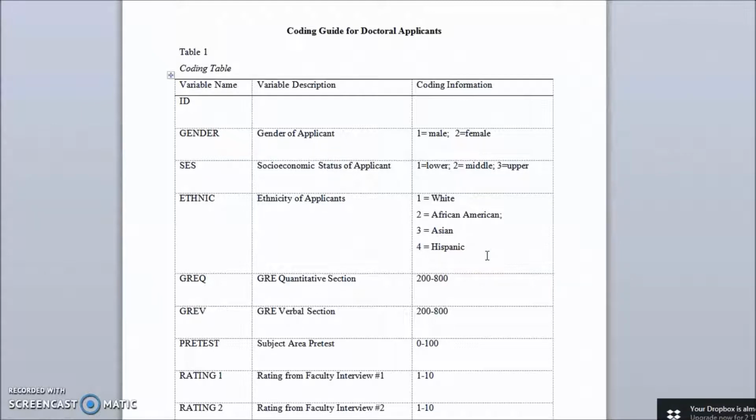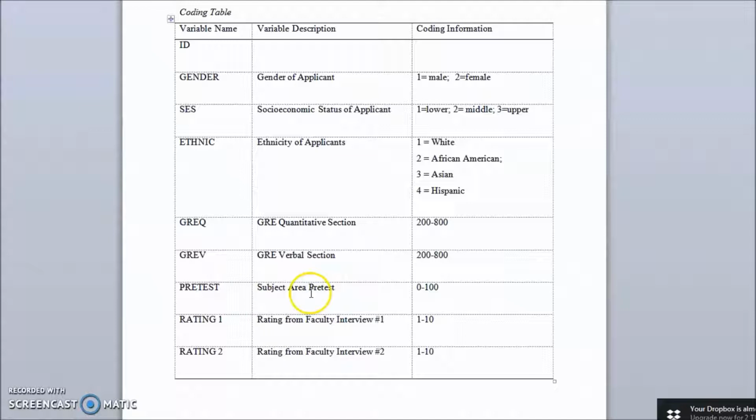Univariate, as you all know by now, and I will repeat again, deals with one set of data, and that is what we are doing. So GREQ, the GRE quantitative section, has a ratio scale which is 200 to 800, so they can have any value between them. GRE verbal is again a ratio scale from 200 to 800. The pretest is the subject area pretest, which can have any value from 0 to 100.